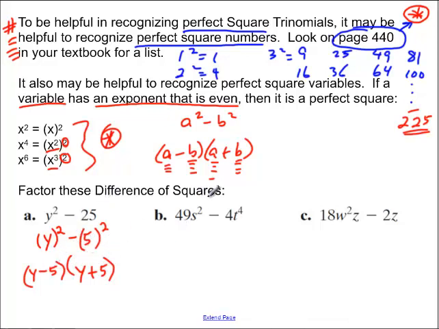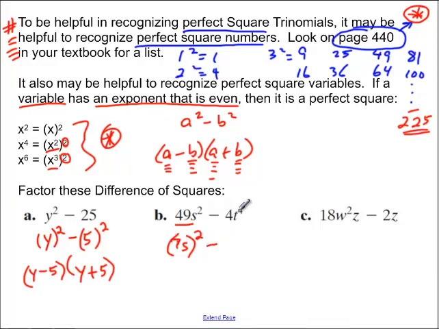Alright, here's again another difference of squares, 49s squared minus 4t to the fourth. Let's rewrite that. Can we rewrite this term as our a squared? What would be that a squared? The square root of 49 would be 7, the square root of s squared is s, and the whole thing squared gives us 49s squared, so that's okay.